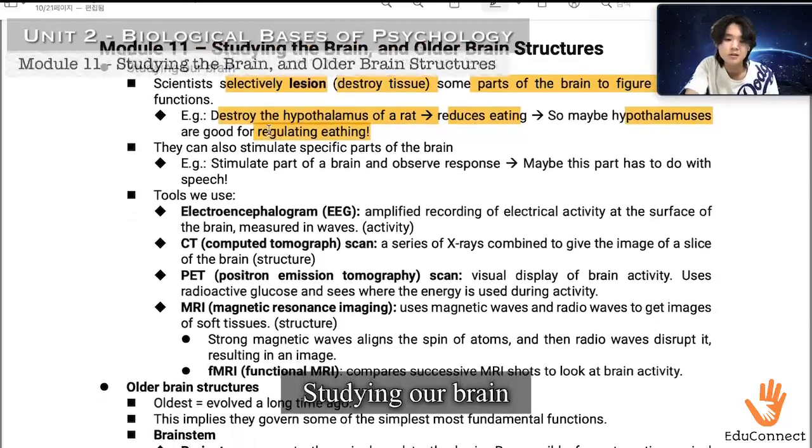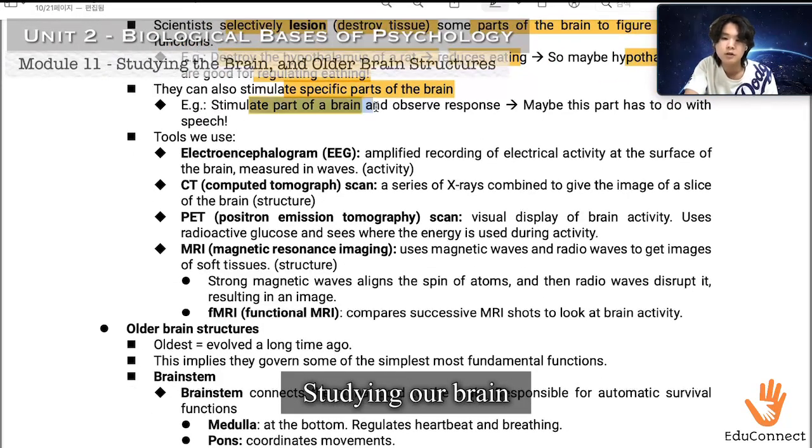hypothesis. And they can also stimulate specific parts of the brain. For example, they may stimulate part of the brain and observe the response. So maybe this part has to do with speech. Maybe. And speech, as you're going to learn later, is related to Broca's area in the brain.